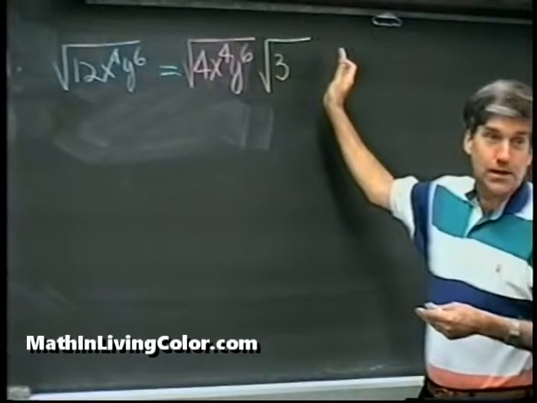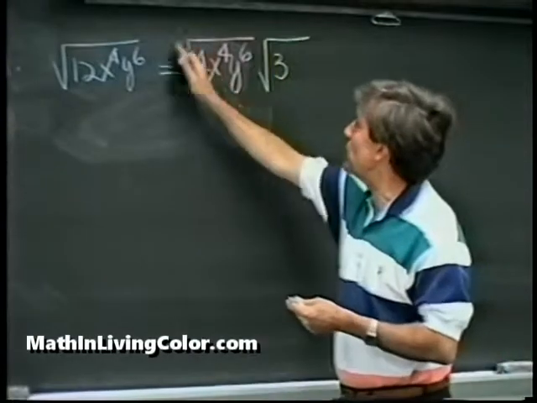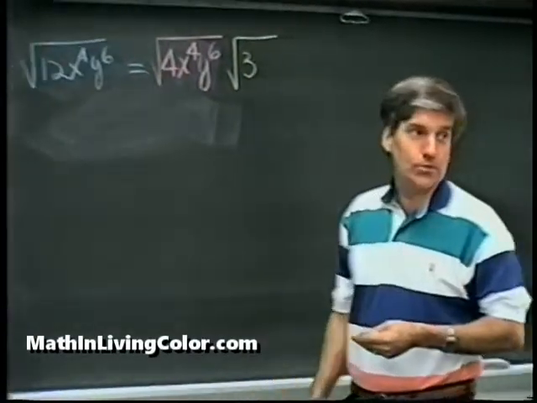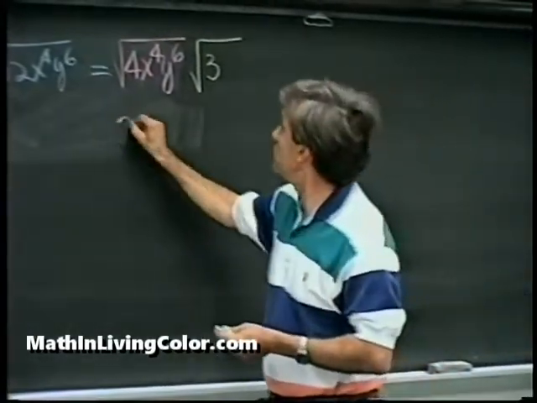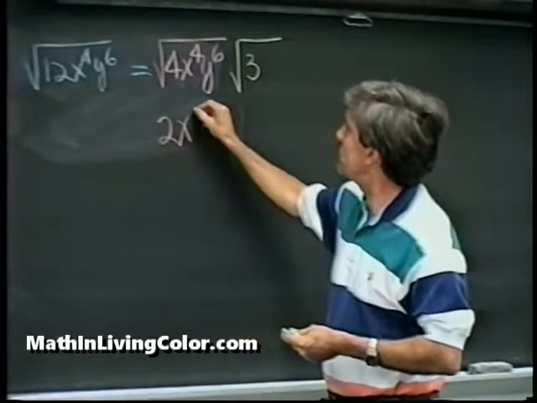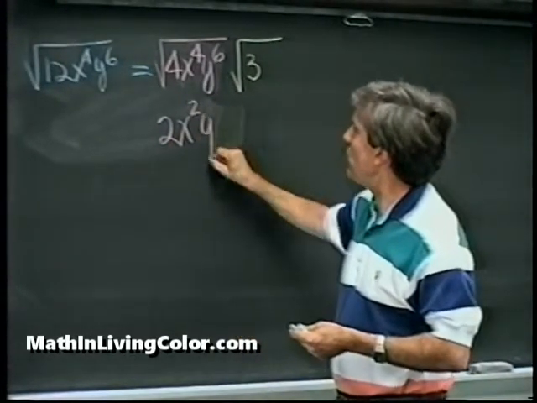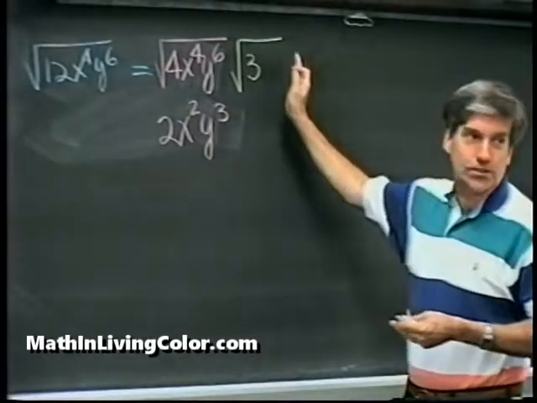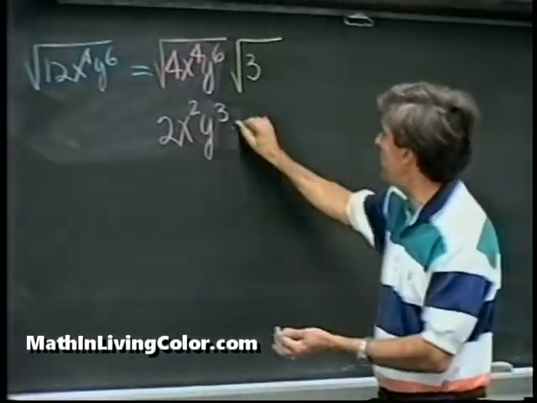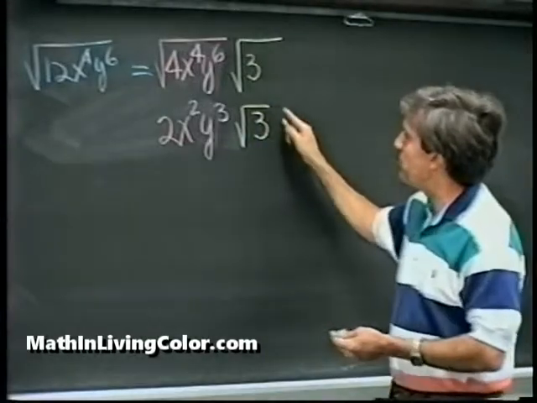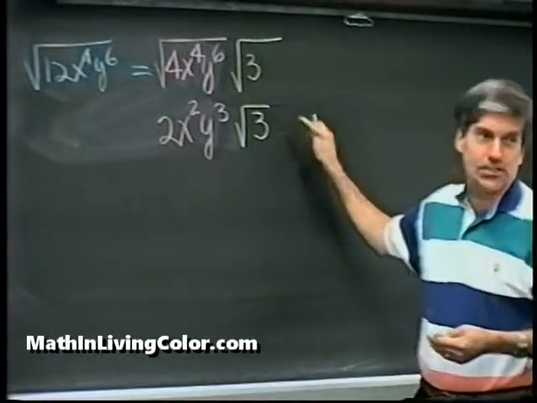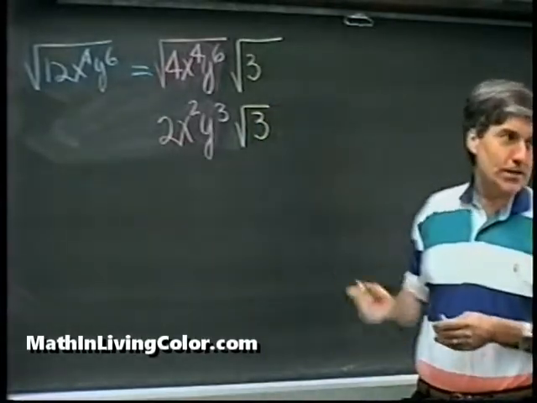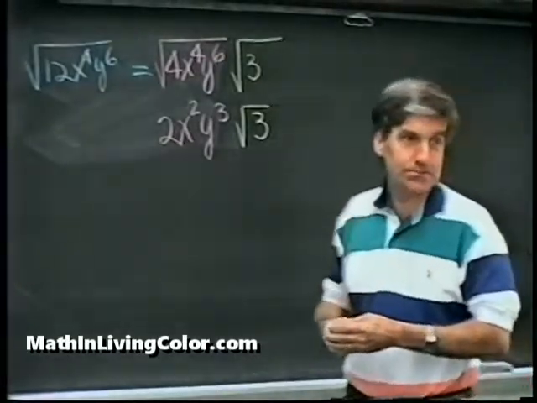All right? Now, everybody in here can take the square root of this first part, can't you? What would that be? 2x to the second, y to the third, and then the leftover radical just stays like it is, the square root of 3. So we've made what is in the radical as simple as possible. That's what we've done. Okay, any questions on that?